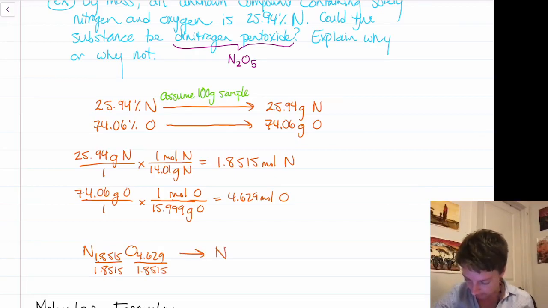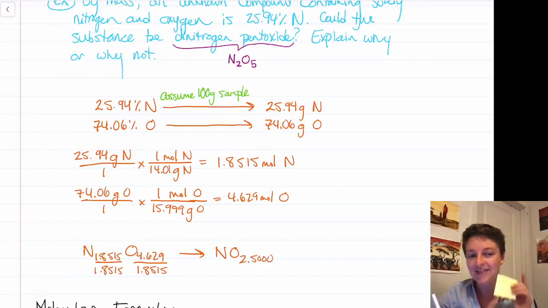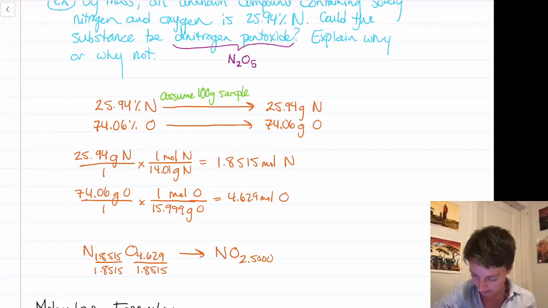That gives me a mole to mole ratio of NO2.5000. And this is the moment in which I need to understand that probably rounding down to 2 or rounding up to 3 assumes far too much experimental error in the formula. And instead what I should do is notice that 2.5 is equal to 5 halves. And so to get everything in this mole-to-mole ratio to be small whole numbers, I should actually multiply by 2 and get a formula of N2O5.